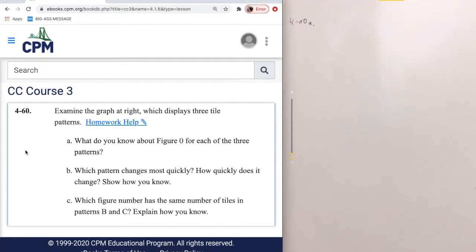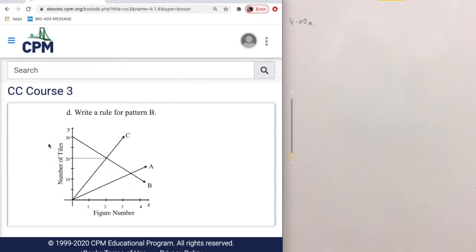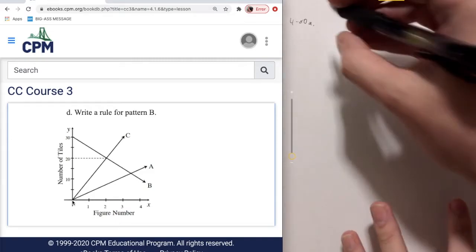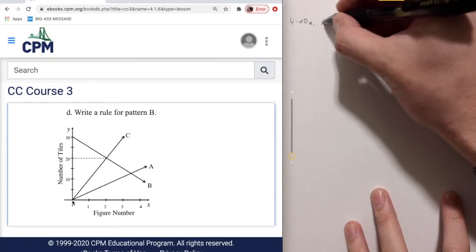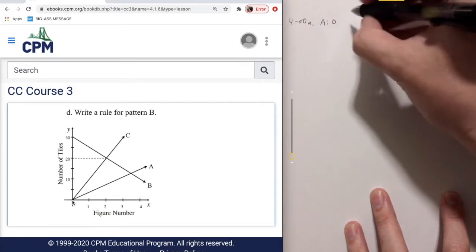And it just asks, what do we know about figure 0 for each of these 3 patterns? And if you remember, figure 0 is that starting point. We've called it B, or the intercept. And it's just where it starts on the y-axis. So if we look here, A, if we follow down, goes all the way to the origin, which is 0, 0. So we know that A, figure 0, has 0 tiles.